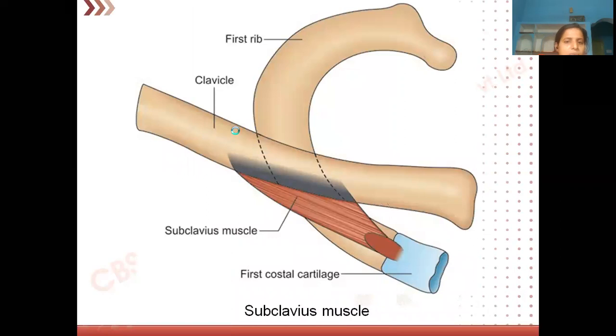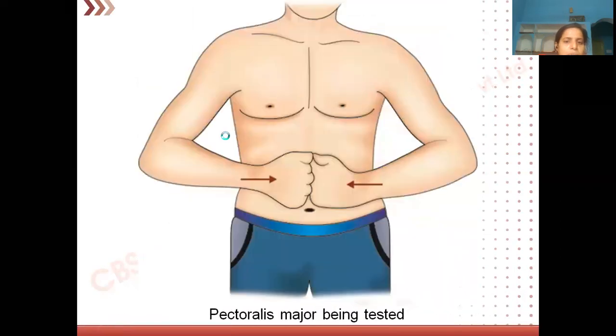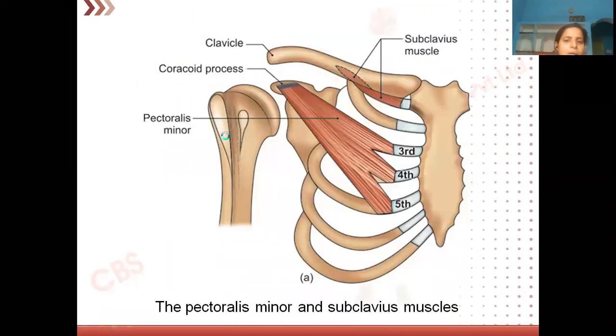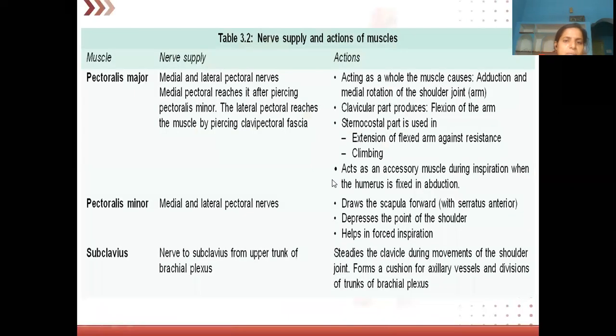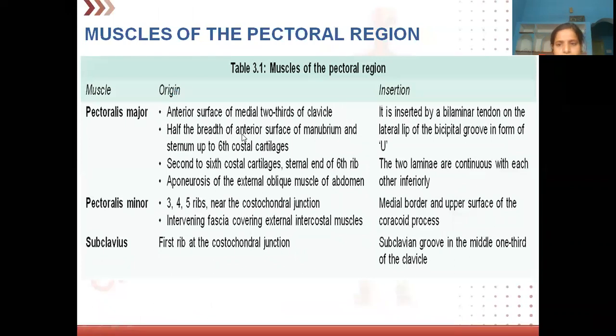Okay, so try to go through this table. I'm just giving you a rough idea, because muscles, okay, medial and lateral. Okay, first we'll see the origin and insertion. See, on this I told you already. Okay, so where is it getting inserted? Lateral lip of the bicipital groove.